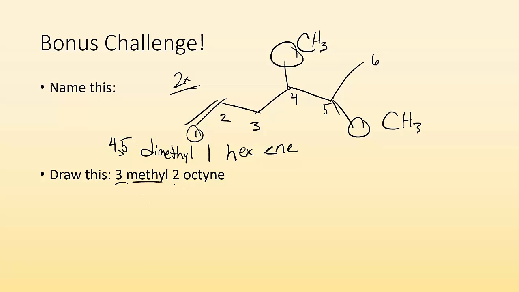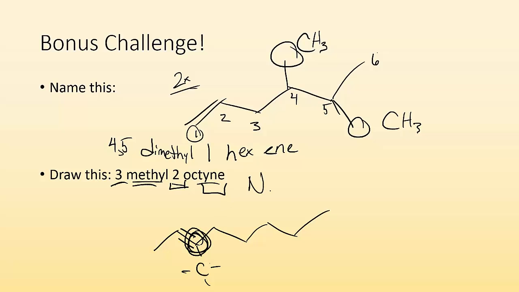3-methyl-2-octyne. All right, so octyne is going to tell me I have 8 carbons. So 1, 2, 3, 4, 5, 6, 7, 8. The 2 is telling me where the triple bond is. So it's after that 2nd carbon. So boom. And 3-methyl is telling me on that 3rd carbon, there's a methyl group. Haha. And this should be yelling at you because, hey, wait a minute, that can't happen. This is not possible.